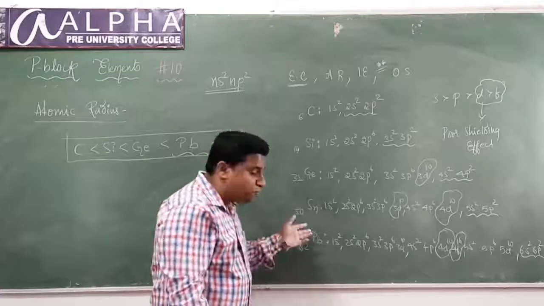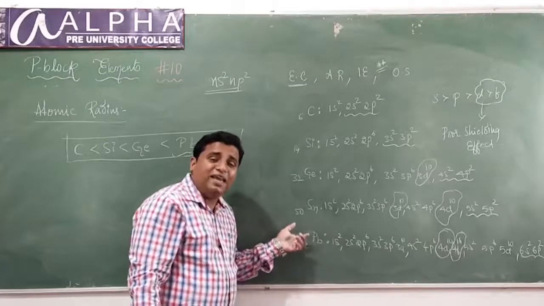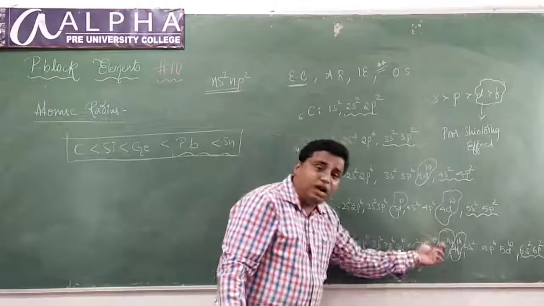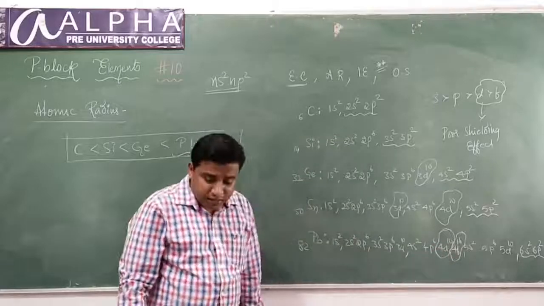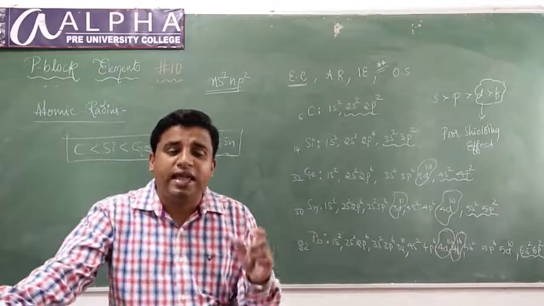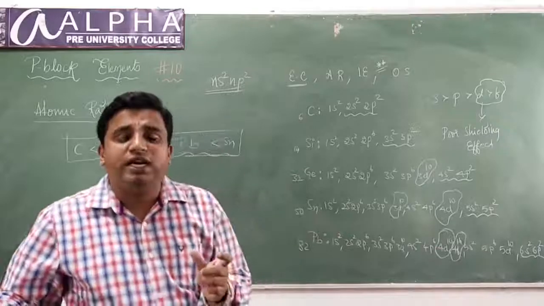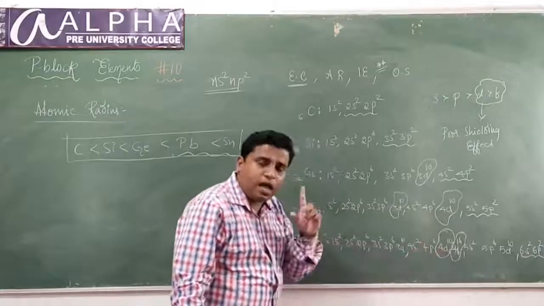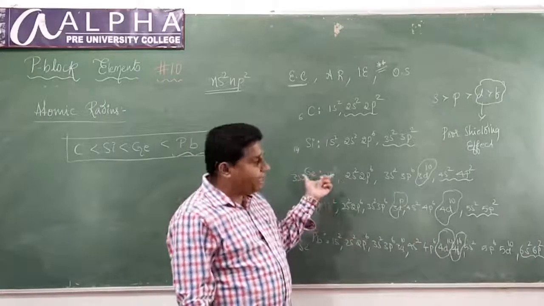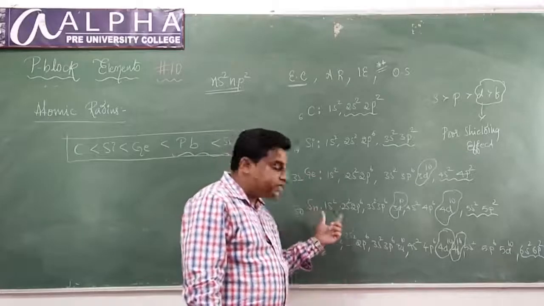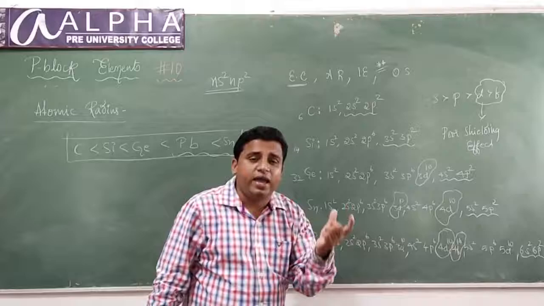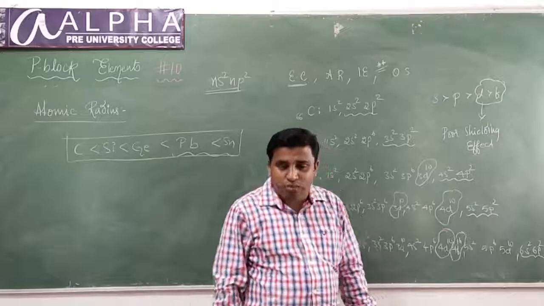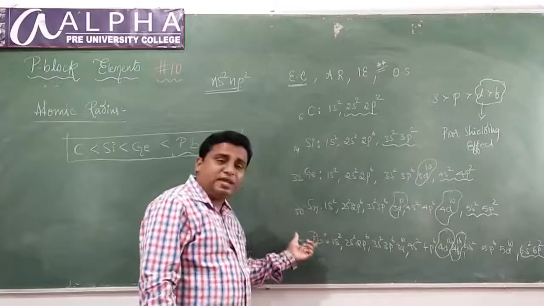That means the shielding effect in lead is very, very less, because there are both inner d orbitals as well as inner f orbitals. D orbitals and f orbitals will exhibit very poor shielding effect. Since they exhibit poor shielding effect, are you able to understand? Here also the shielding effect is less. But in case of lead, the shielding effect is very, very less. Why? Because there are both inner d orbitals as well as inner f orbitals.